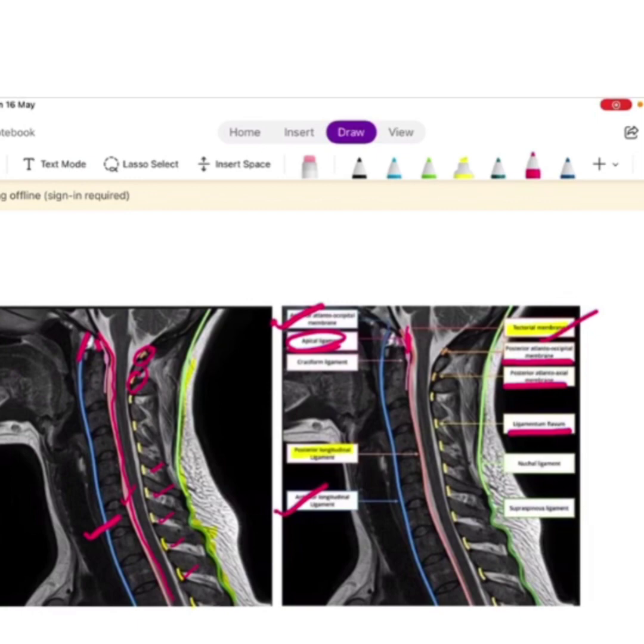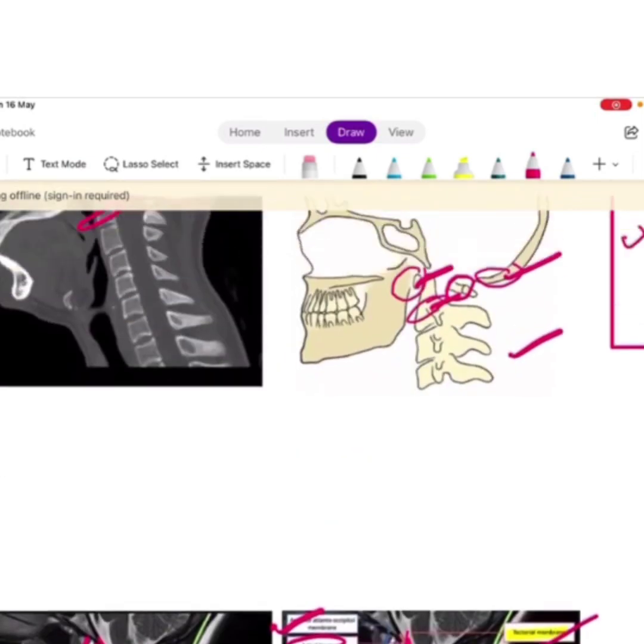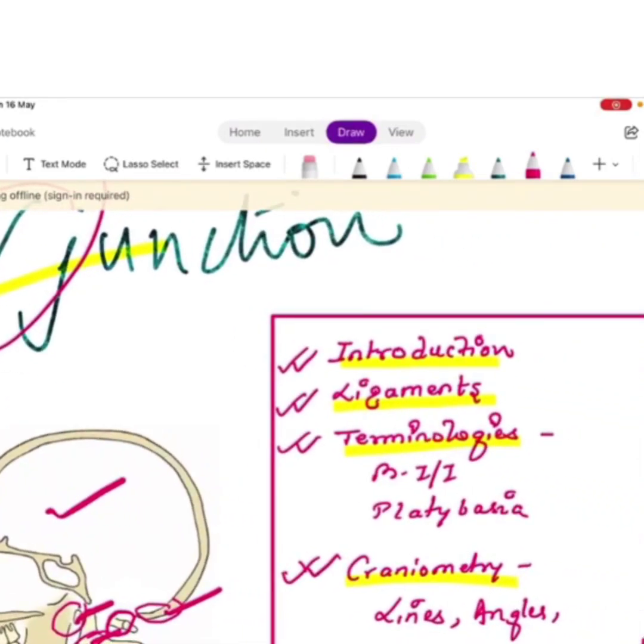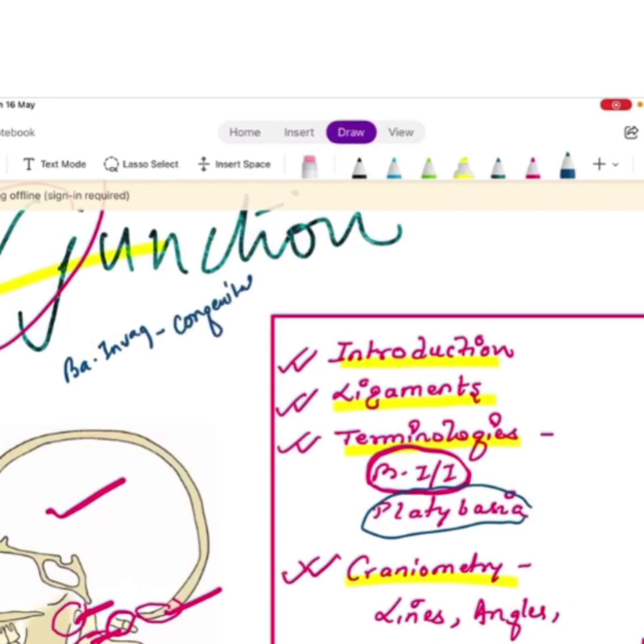Okay, once we know this very introduction, there are a few terminologies in the CV junction, that is basilar invagination and impression, and platybasia. So basilar invagination and basilar impression, these two terms are actually used interchangeably. However, there is a slight difference. Basilar invagination is actually a congenital thing.